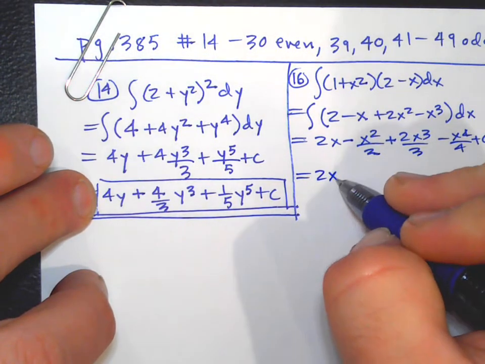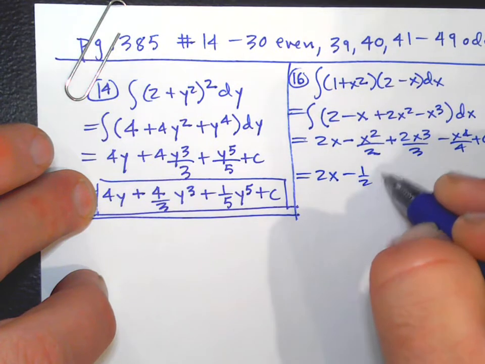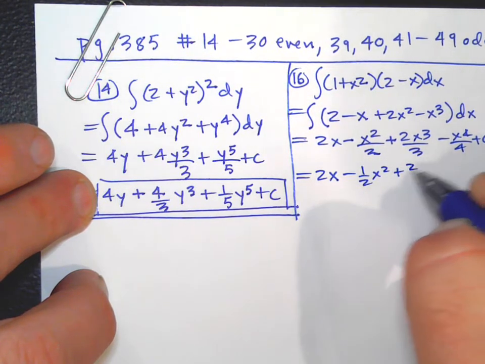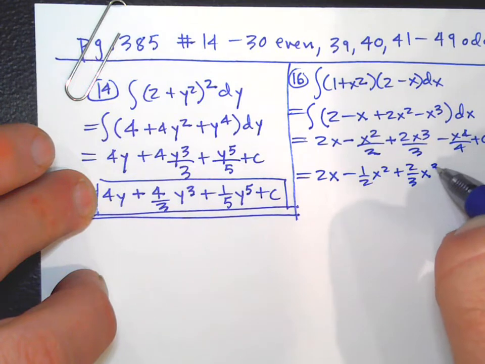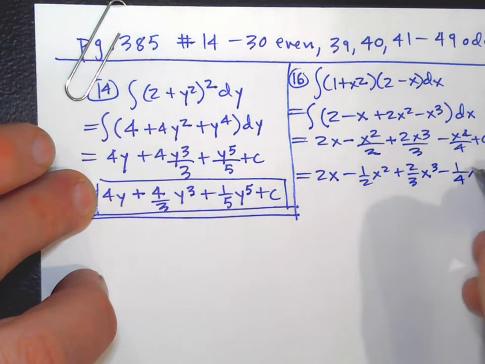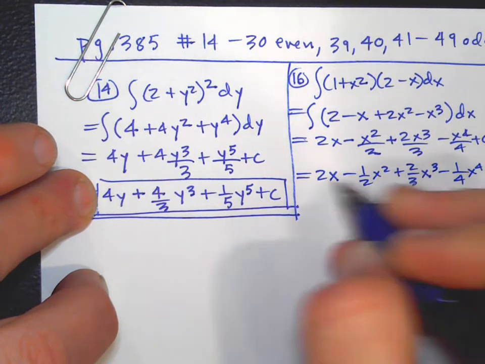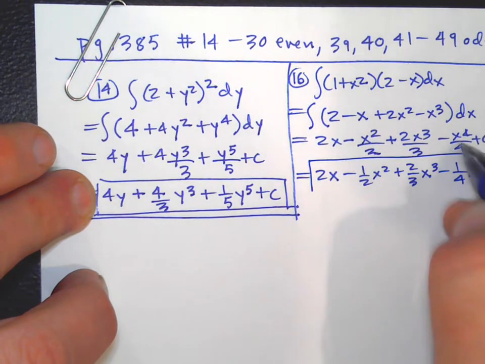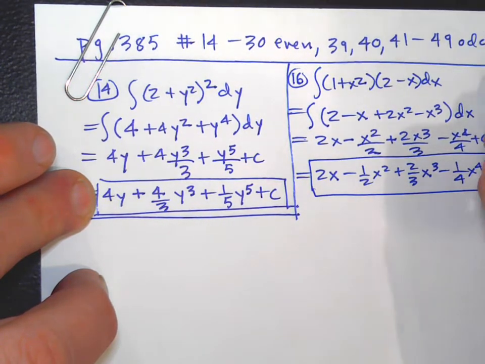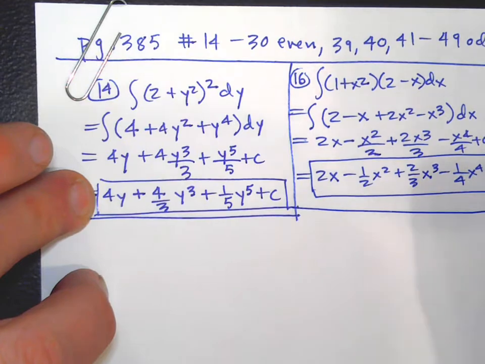We can maybe write this a little nicer. 2x minus 1/2 x squared plus 2/3 x cubed minus 1/4 x to the fourth. It's fine the other way too. It's not a big difference. If you pretty much wrote it the way I originally did, that's fine. Okay, that's 16.